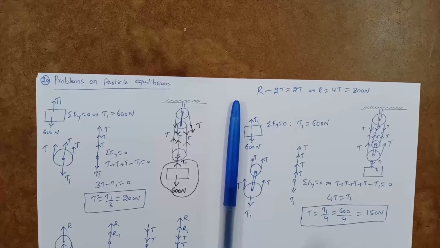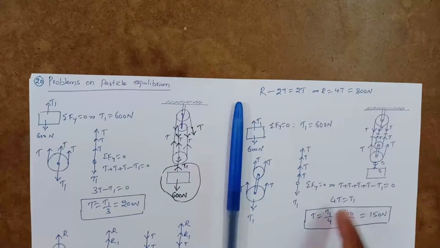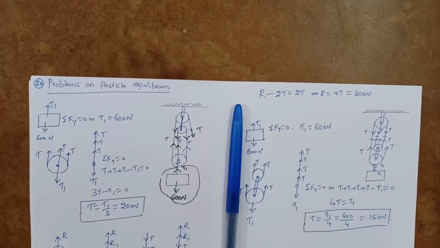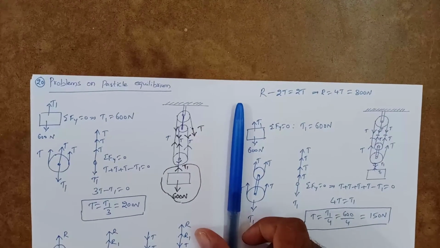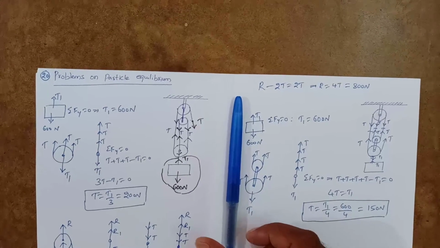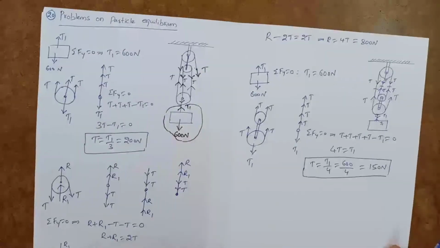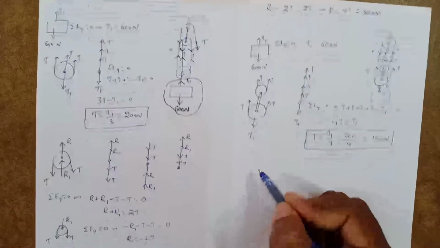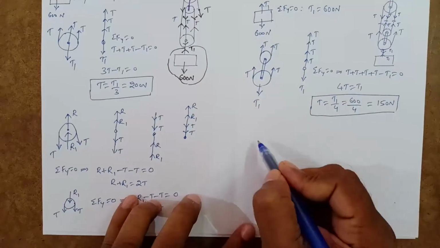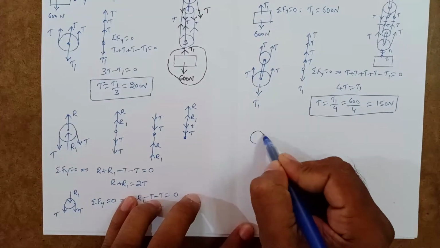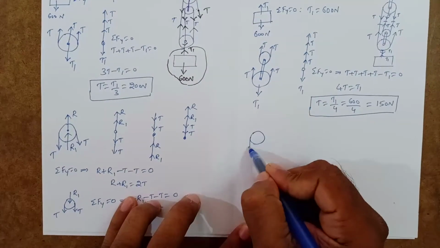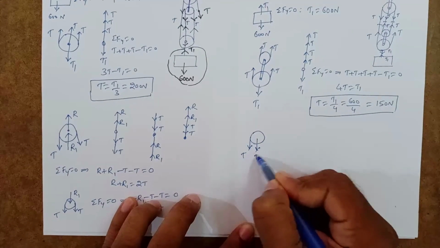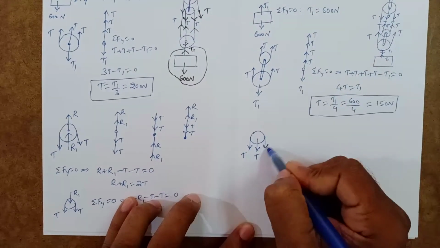So the answer to this problem is the tension in this cable for this arrangement is 150 Newton. And if you would like to analyze more, let us draw the free body diagram for this pulley. Then it will become: here we have T, this tension, and again here another tension T, and again here another tension T.